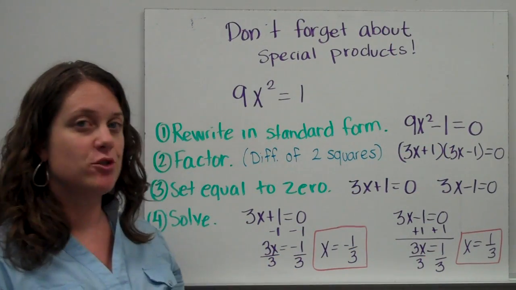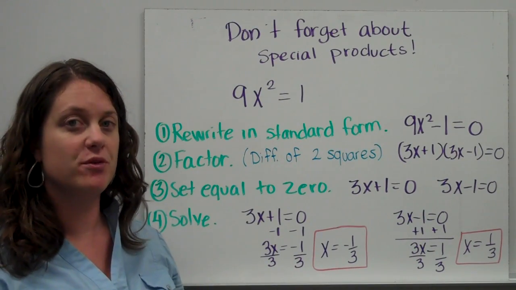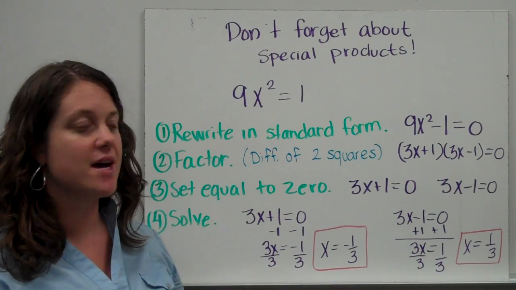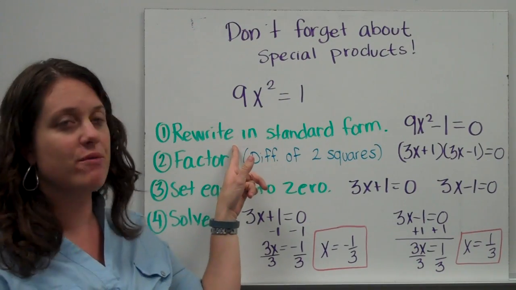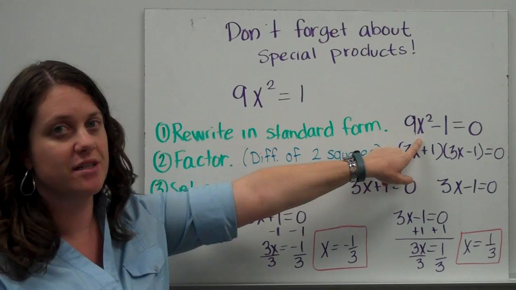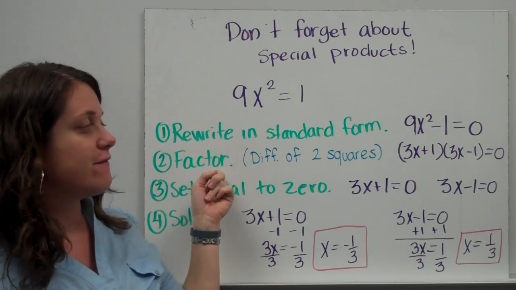We cannot forget about special products. So when you're factoring, you learned about special products, and these are going to help you find zeros. So let's say you got this quadratic equation that looked like 9x squared equals 1. The first thing you want to do is rewrite it in standard form. So put it in standard form with the highest leading coefficient, and of course set it equal to 0. And then you're going to factor.